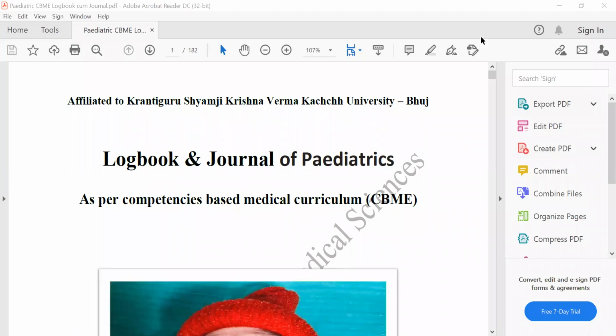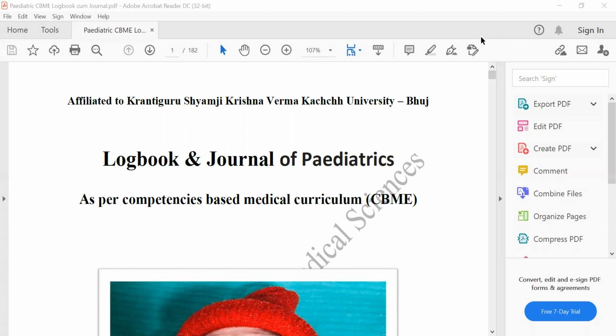Hello everyone. As we all know, the CBME curriculum for undergraduate medical students has been rolled out from the batch of 2019, and logbook submission is one of the eligibility criteria for appearing in the university examination. So here I am sharing my experience of preparing the CBME logbook cum journal and keeping the relevant points from the logbook module released by the NMC.